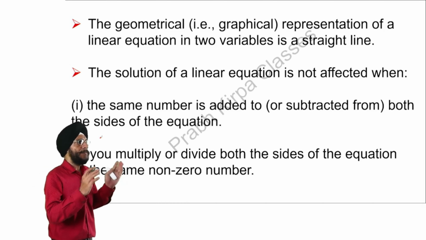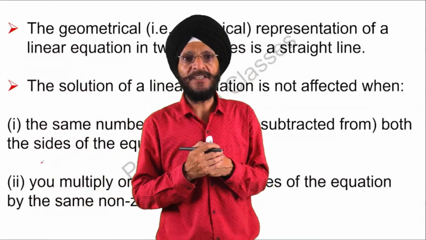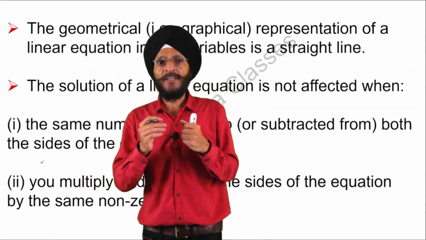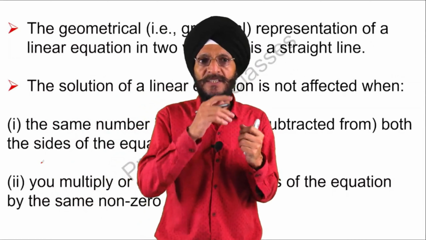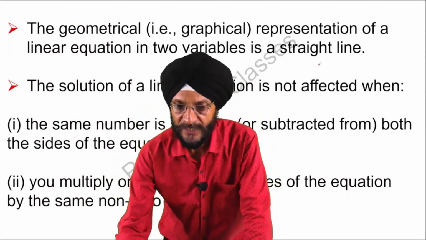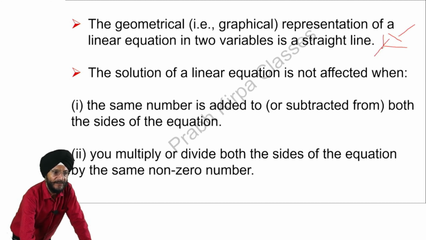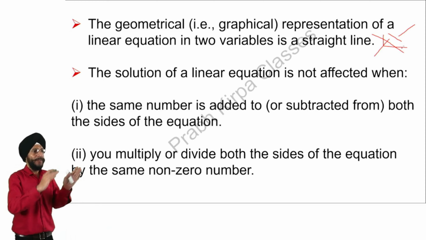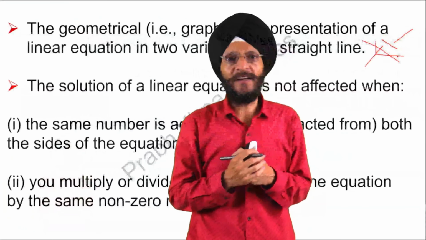The geometrical representation or graphical representation of a linear equation in two variables is a straight line. It can take the shape of, say, this, or it can take the shape of this, or it can take the shape of this in negative, or it can take the shape of this. It can take any shape, but in the form of a straight line.